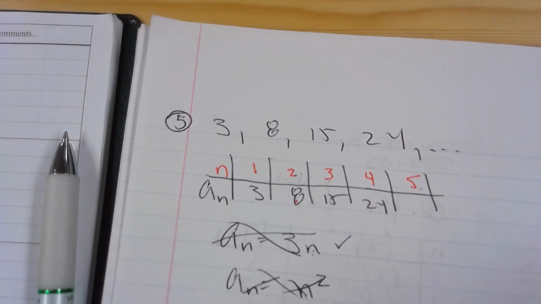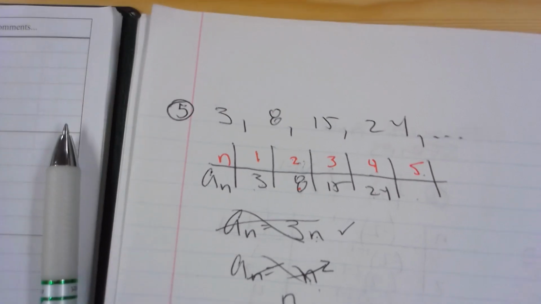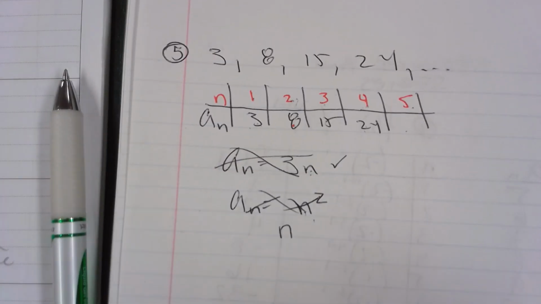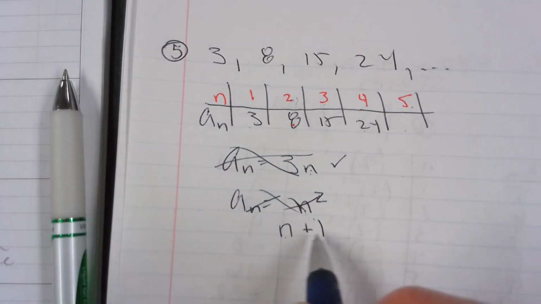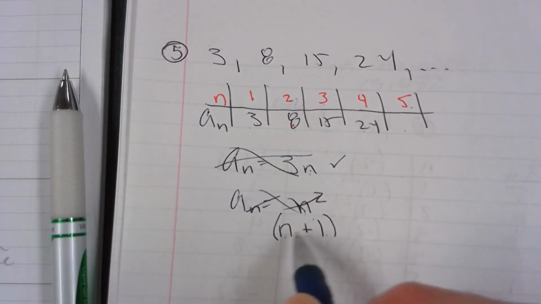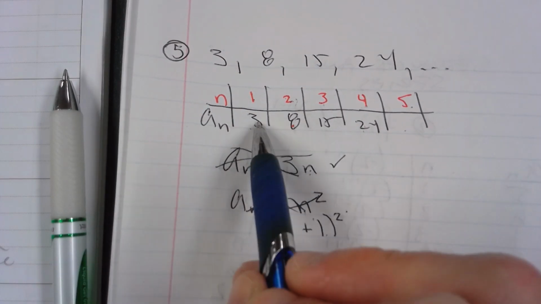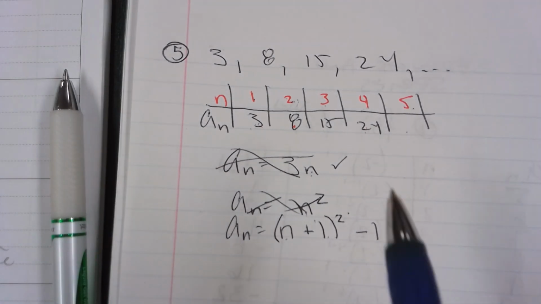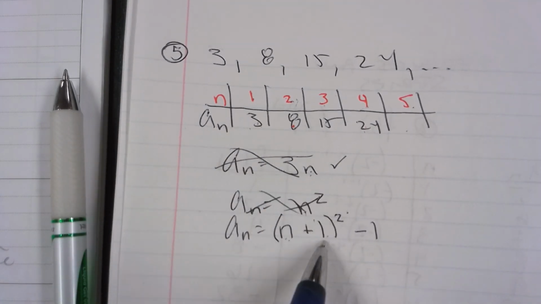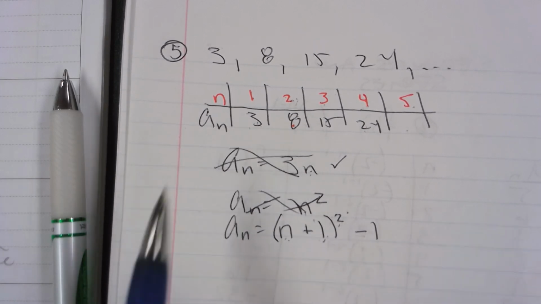So, like, what if I took my n, the number that I'm on, and I added 1 to it? So 1 plus 1 is 2. 2 squared is 4. And then I take away 1. Let's see if that works. So 1 plus 1 is 2. 2 squared is 4. Take away 1 is 3.